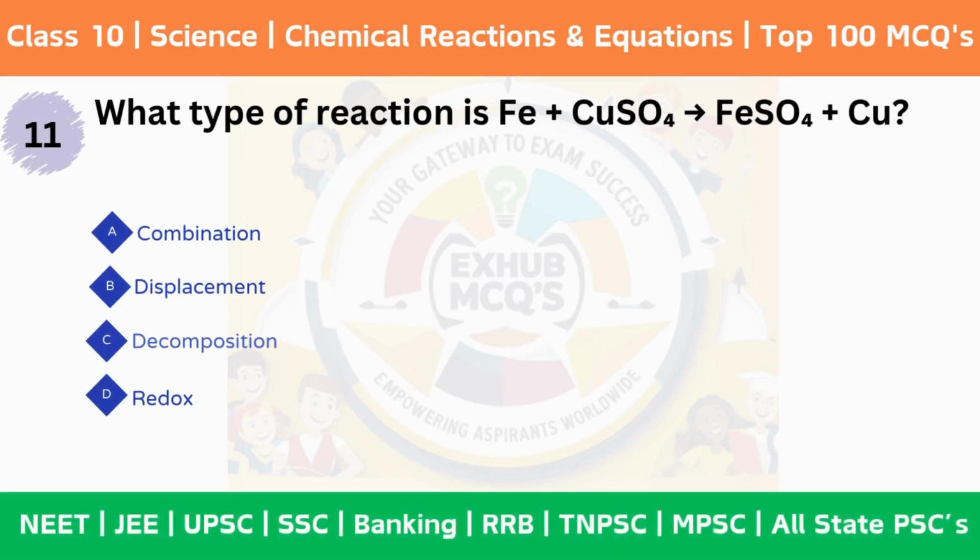11. What type of reaction is observed when iron reacts with copper sulfate? Option A, combination reaction. Option B, displacement reaction. Option C, decomposition reaction. Option D, neutralization reaction.